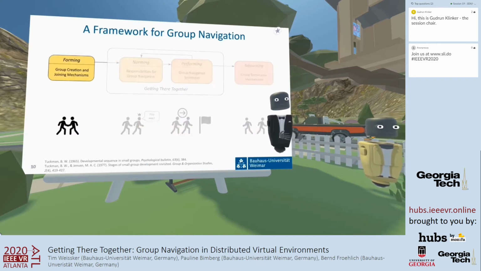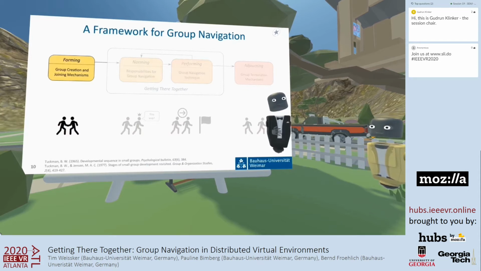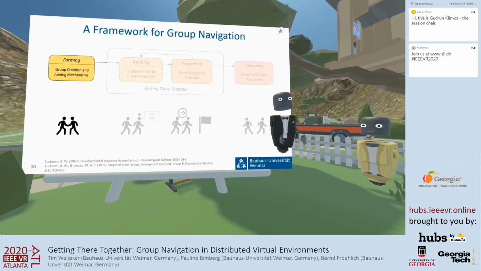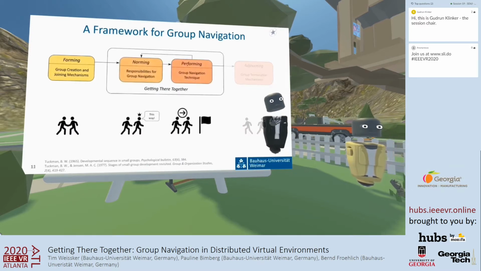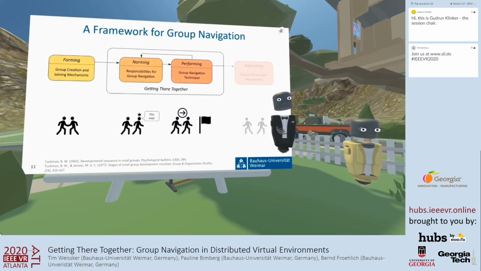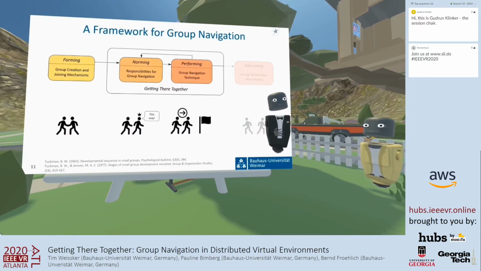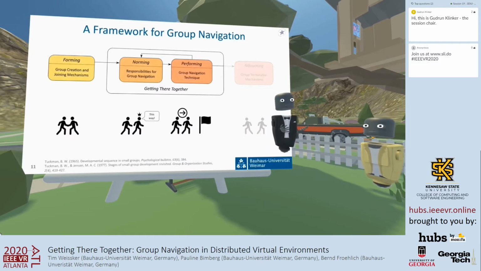First, forming mechanisms allow users in the virtual environment to create a group, so to give consent that they would like to switch from individual to group navigation. So for example, a high five gesture. Afterwards, the actual process of getting somewhere together is an interplay of norming and performing techniques, where norming relates to distributing responsibilities for group navigation, so specifying who's the navigator of the group at which point in time. Now this could be me, for example.